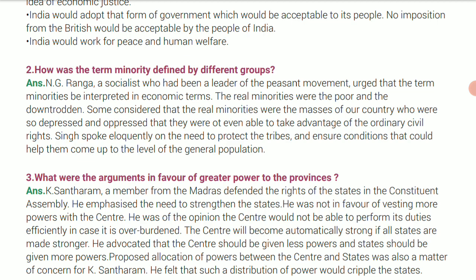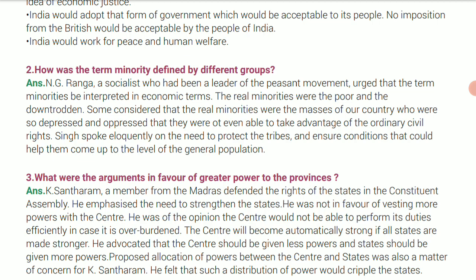Today we have two classes, one is poor and one is rich. So the real minorities were the poor and the downtrodden. Some considered that the real minorities were the masses of the country who lived so depressed and oppressed that they were not able to take advantage of the ordinary civil rights. Jaipal Singh spoke eloquently on the need to protect the tribes and ensure conditions that would help them come up to the level of the general population.